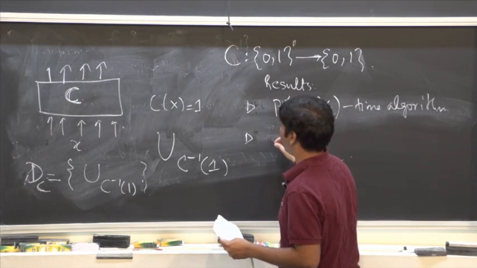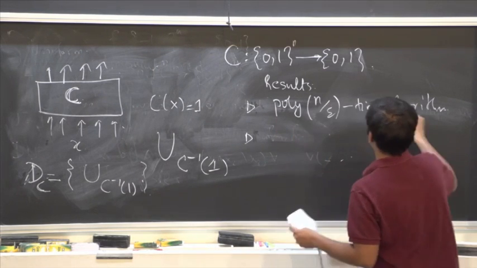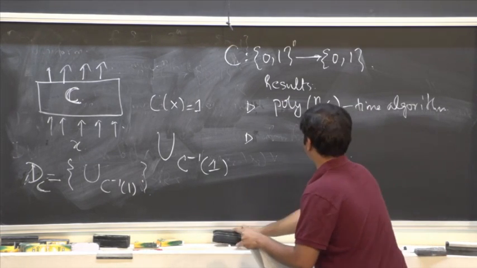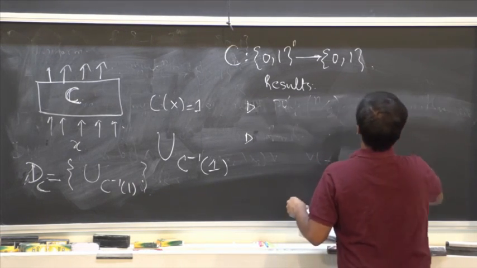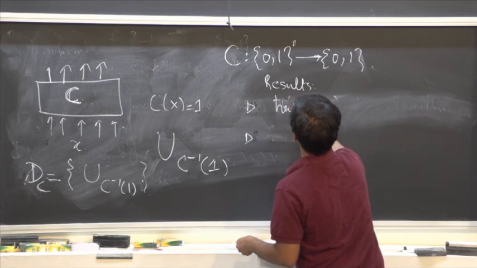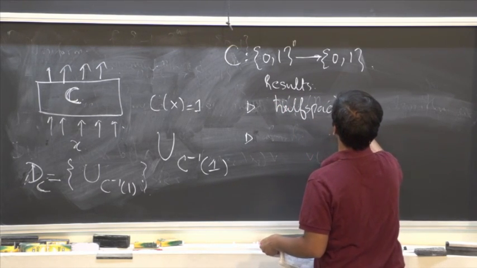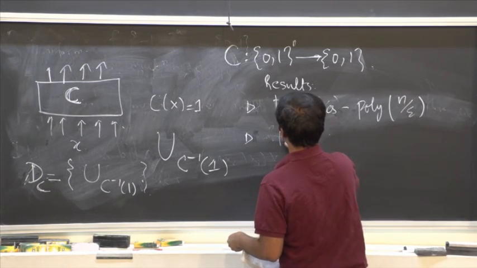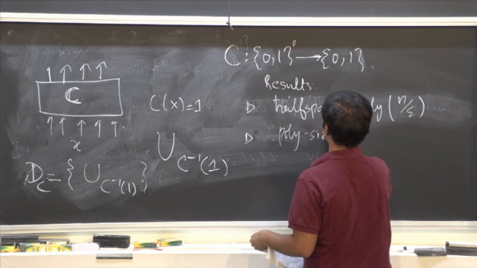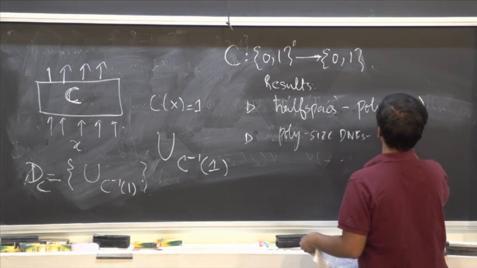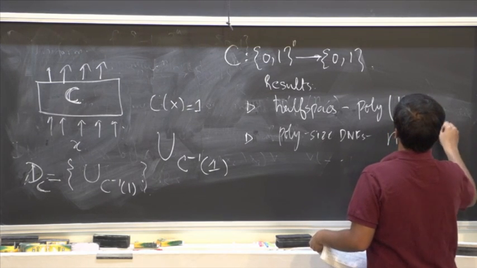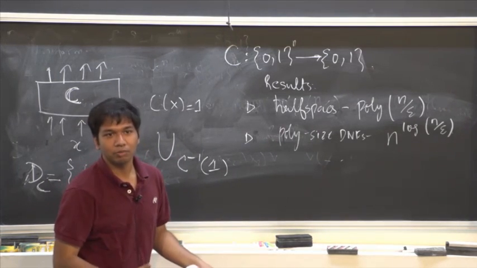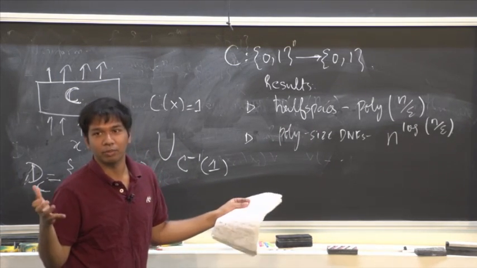Suppose you want to write it for half spaces: poly n over epsilon. For poly-size DNFs: n to the log n over epsilon. The number of samples and the running time, both of them. I'm not distinguishing between the sample complexity and the running time.